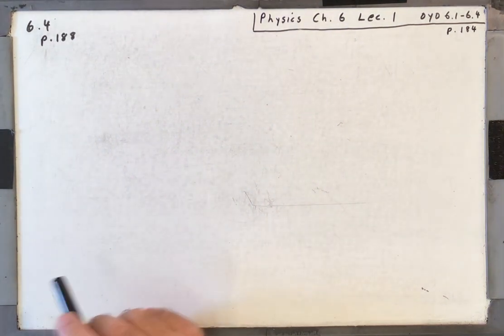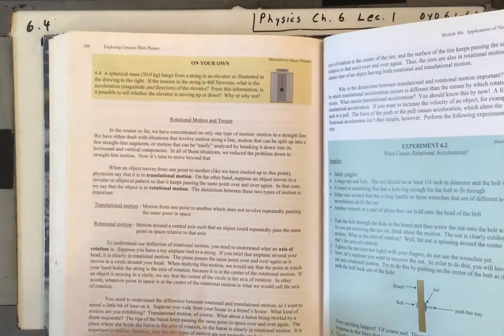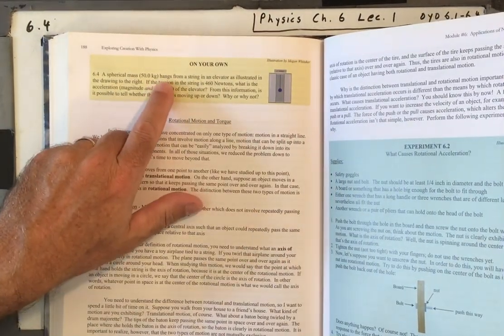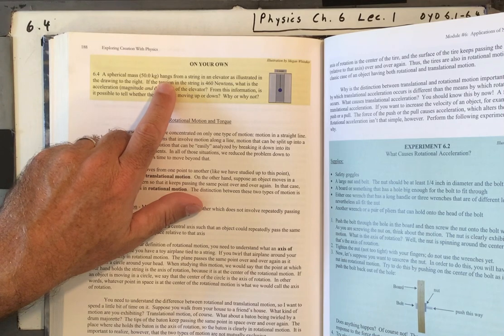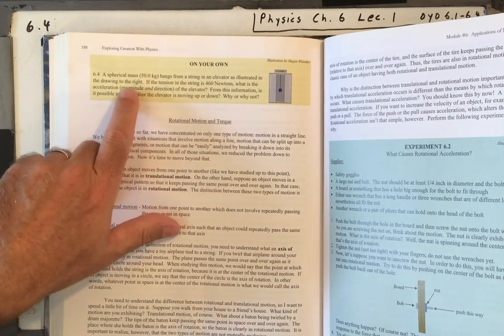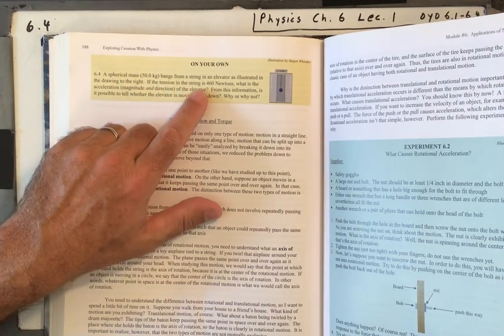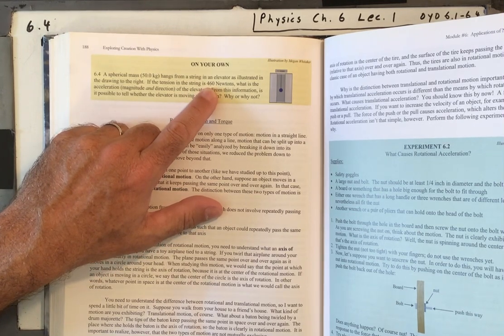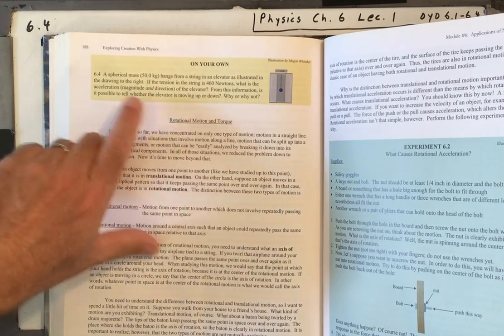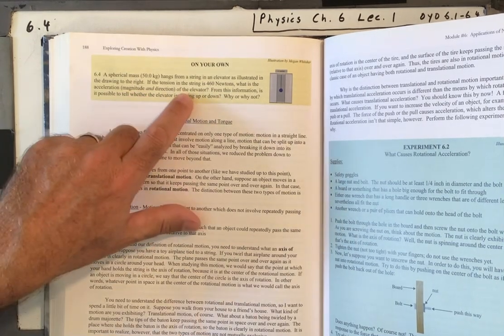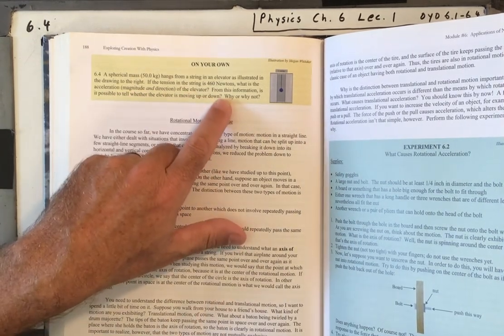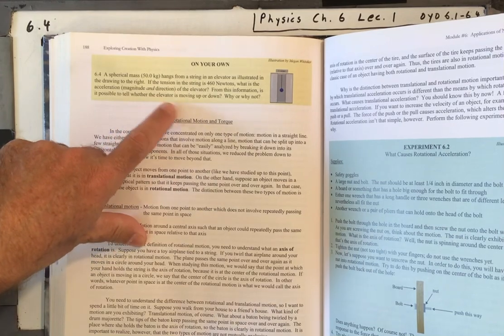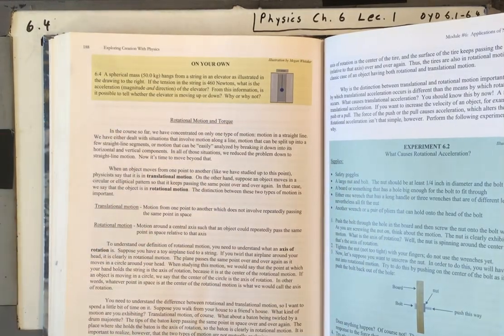All right, so 6.4 says that a spherical mass of 50 kilograms hangs from a string in an elevator as illustrated in the drawing to the right. The tension in the string is 460 newtons. Remember, that would be directed upwards, away from the weight. What is the acceleration, magnitude, and direction of the elevator? And from this information, is it possible to tell whether the elevator is moving up or down? Why or why not?